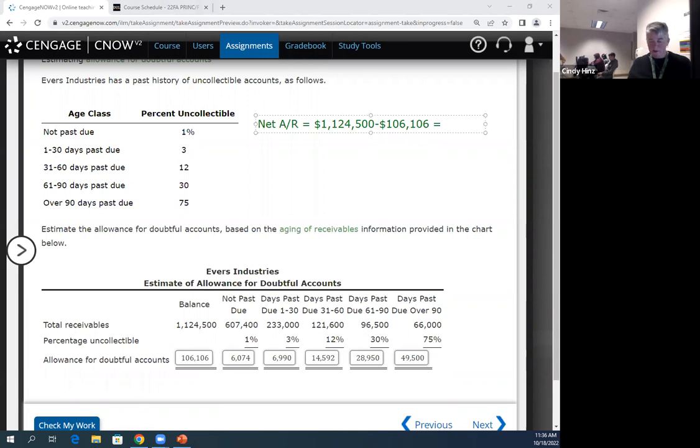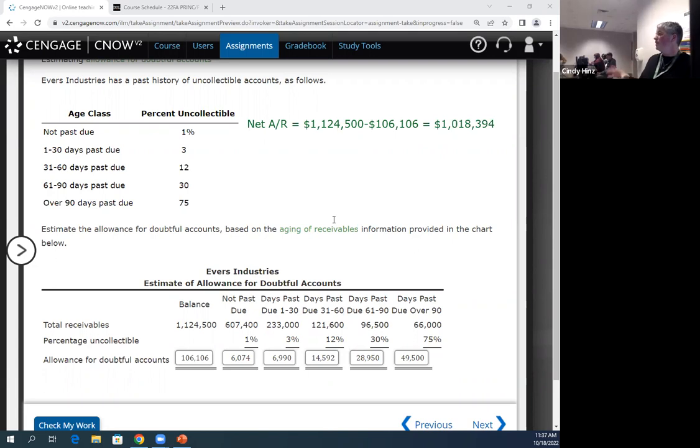So if I added those correctly, Evers Industries wants to have $106,106 set aside. This is not actual money. They don't put cash into a separate bank account. That's not what I mean.